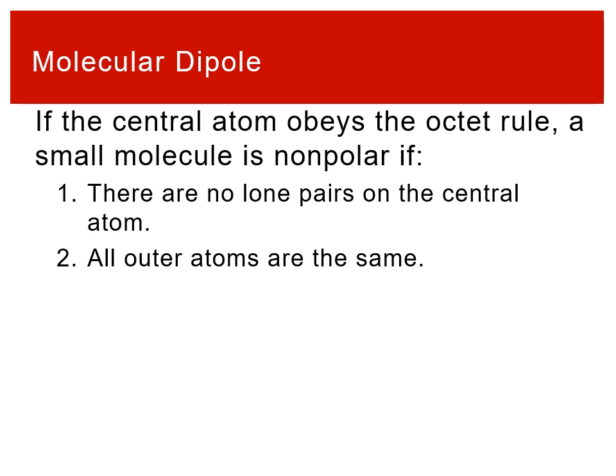So as long as your central atom obeys the octet rule, in a small molecule with a central atom, the molecule is nonpolar if there are no lone pairs on the central atom and all outer atoms are the same. When it was just 2 atoms in the molecule, we just looked at whether they are the same or different, like HCl was. But in this case, we look at whether there are no lone pairs on the central atom and all outer atoms are the same. Both of those must be true in order for a molecule to be nonpolar.